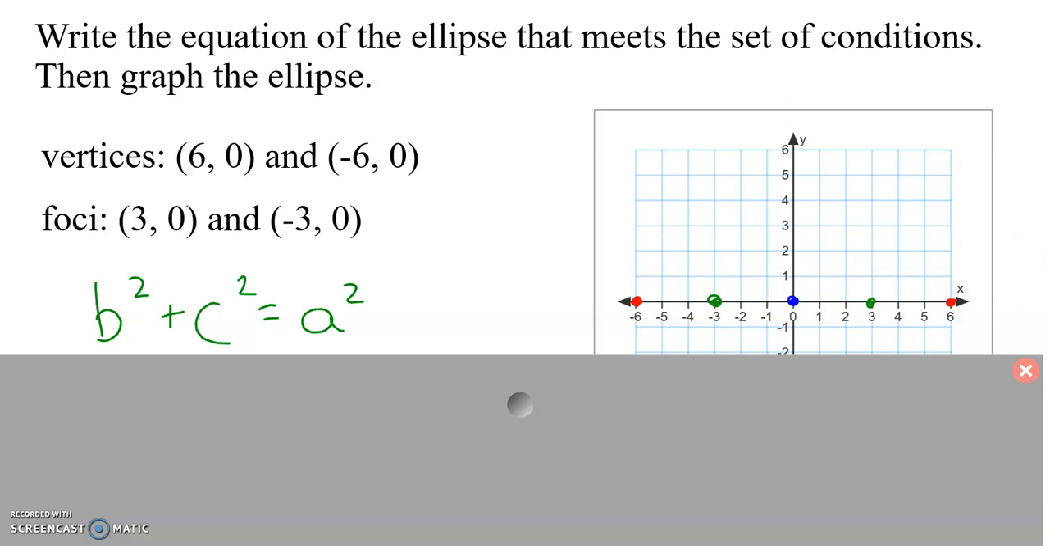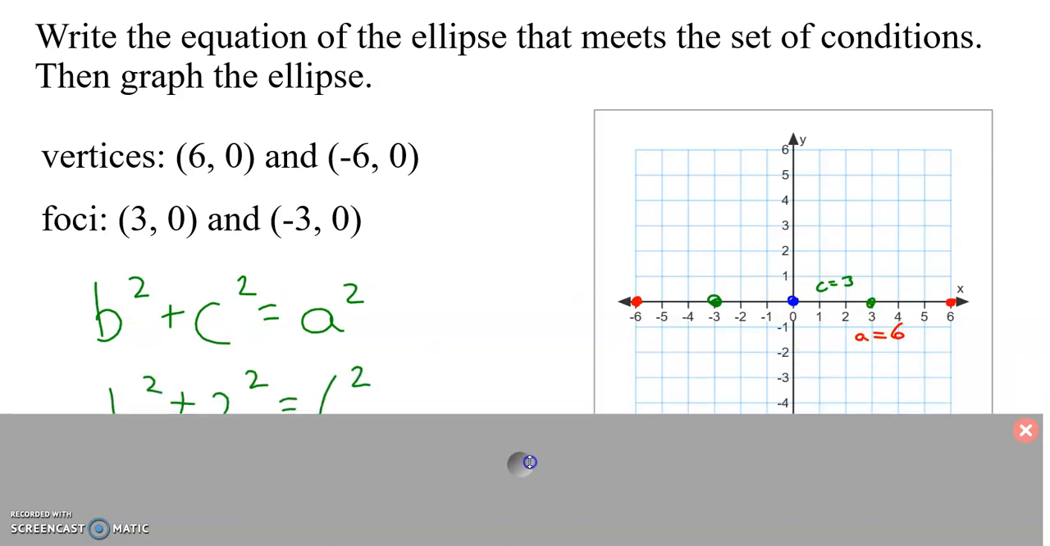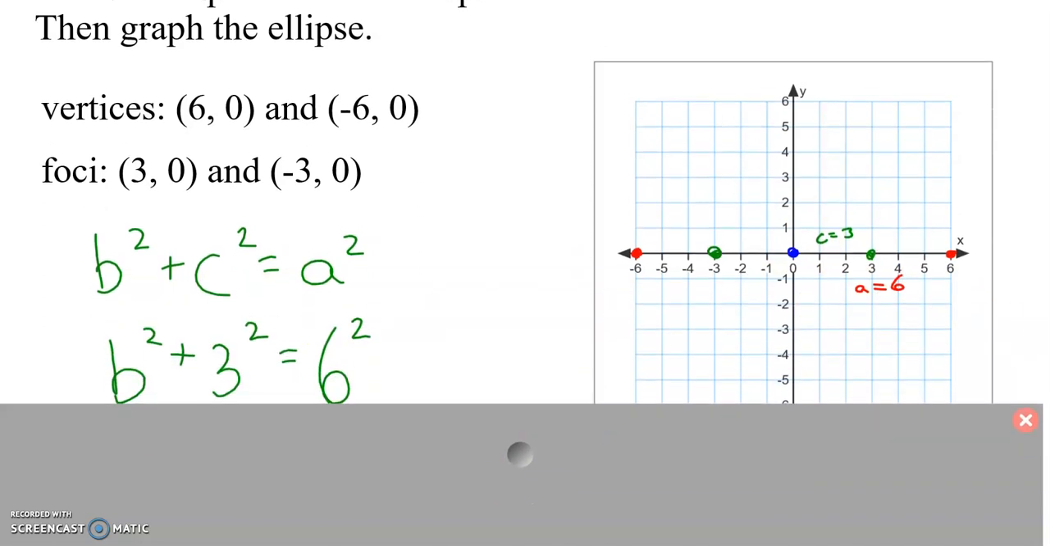And then you can identify what we know here. C is going to be 3. That's the distance from the center to a focus. So from this, you can tell that C is 3. And then this would be half of an axis, and because it has the foci, this is the bigger axis, or the semi-major axis, so this is going to be A, and A is going to be 6. And then once I know those two, I can plug both of them into this formula to find B.